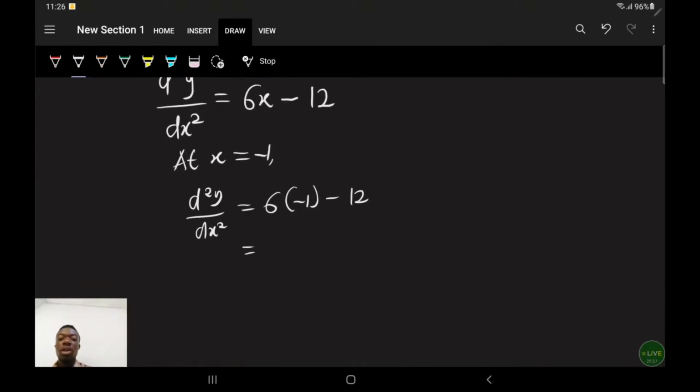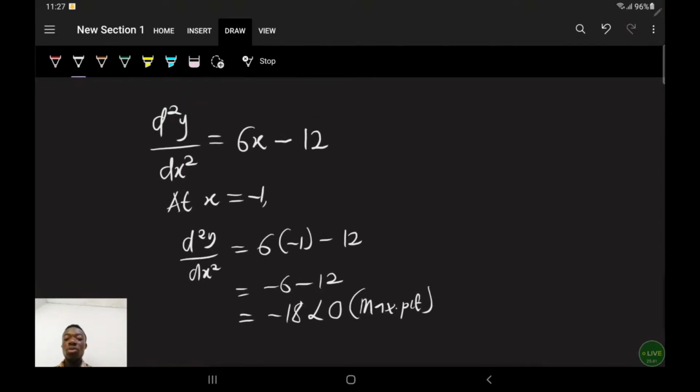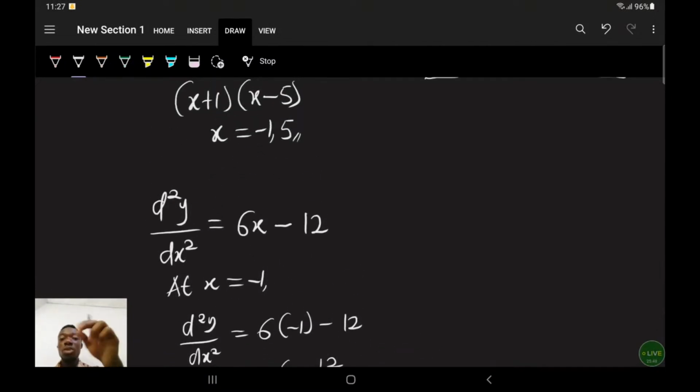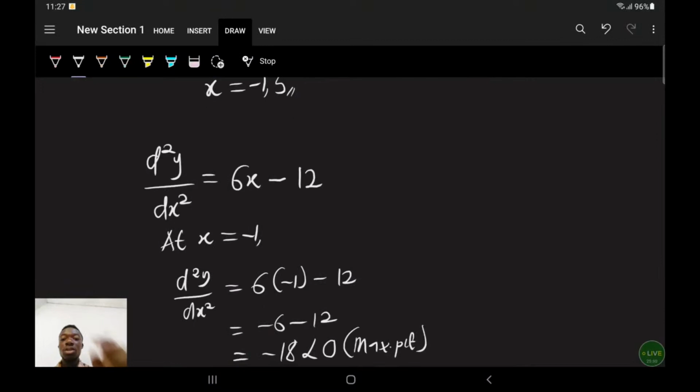So here I'm going to get -6 minus 12, and that's going to give me -18. So you can clearly see that -18 is less than 0, isn't it? And this point becomes a maximum point, or maximum function. So once you're able to determine that this is a maximum point, then when you substitute the -1 into the original equation, the value you derive as y together with the x is going to be your maximum point, or the turning point for a maximum curve. I hope that is clear.